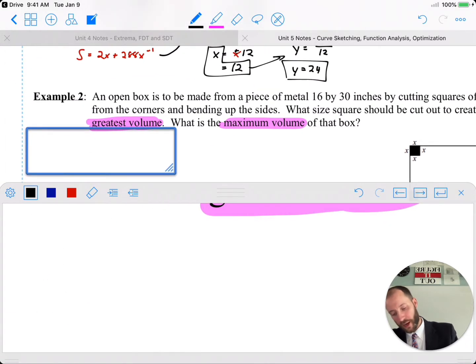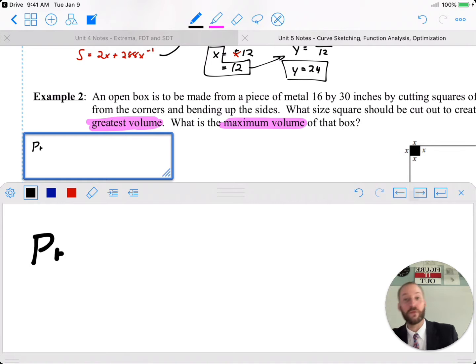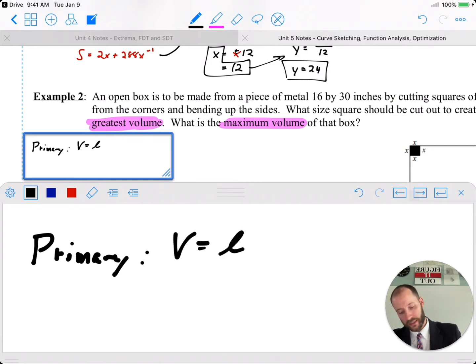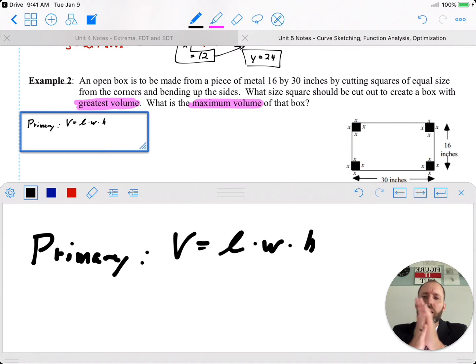So I think we have our primary right there. It's going to be a volume. So primary, volume is length times width times height. Alright? And now, do we have a secondary? I don't think we do. We're going to want to do some substitutions for L, W, and H, so you could think of those as secondaries. But I don't think you have one like we did in the first example.